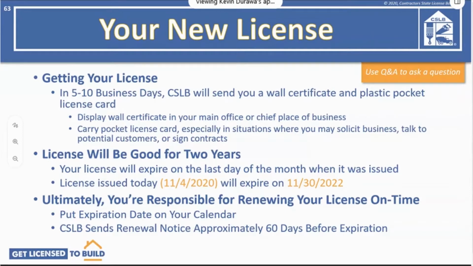Be sure to put that expiration date on your calendar, in your phone, or anywhere you need so you don't forget it. CSLB will send you a renewal notice in the mail approximately 60 days before it expires, but ultimately it is your responsibility to renew your license on time.